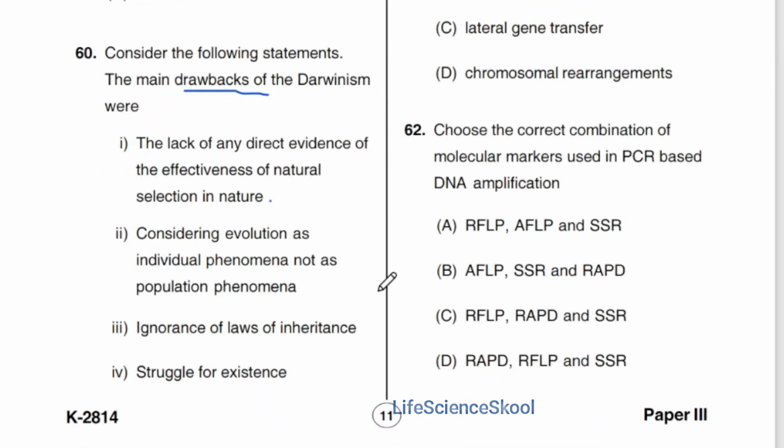Now first we will know Darwinism first, then we will move on to the drawbacks. What does Darwinism say? Darwinism is also called the theory of biological evolution. In this he talked about natural selection, and then inherited variations, and he also talks about the phenotypic variation, and he also says about the struggle for existence. These are actually Darwinism's theories.